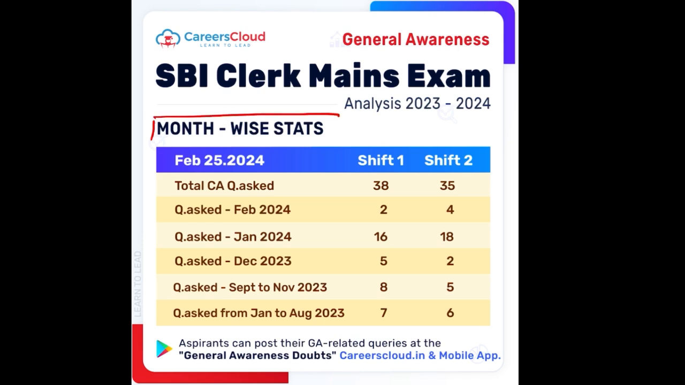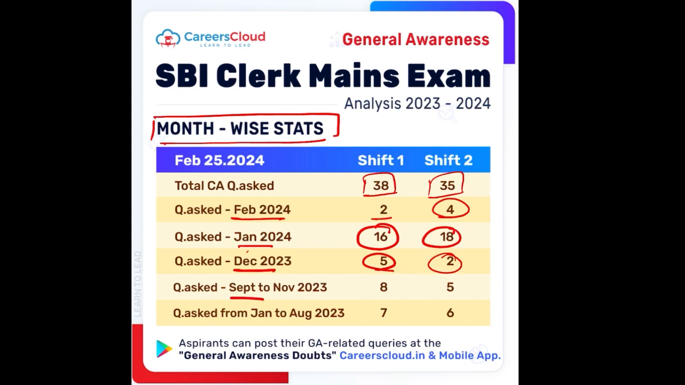If we look at some of the month-wise stats, like on a monthly basis, what are the questions that were asked, and we have covered those questions. So the total number of questions were 38 and 35 respectively for 25th of Feb for shift 1 and shift 2. And here we can see that for Feb month of 24, 2 questions and 4 questions were asked. From the Jan month, 16 and 18 questions respectively were asked. From December, 5 and 2 questions were asked. And for September to November, we saw that 8 and 5 questions were asked respectively. And from Jan to August 2023, that is for the last year, we saw 7 and 6 questions were covered.